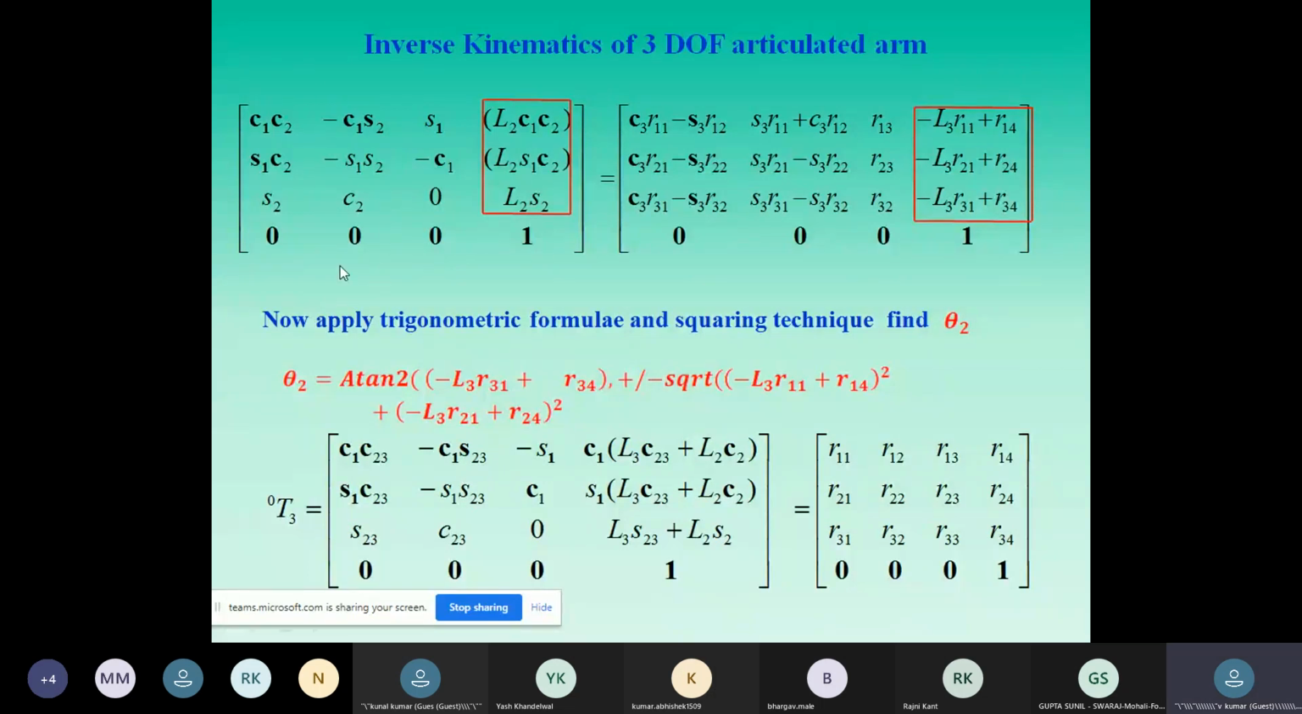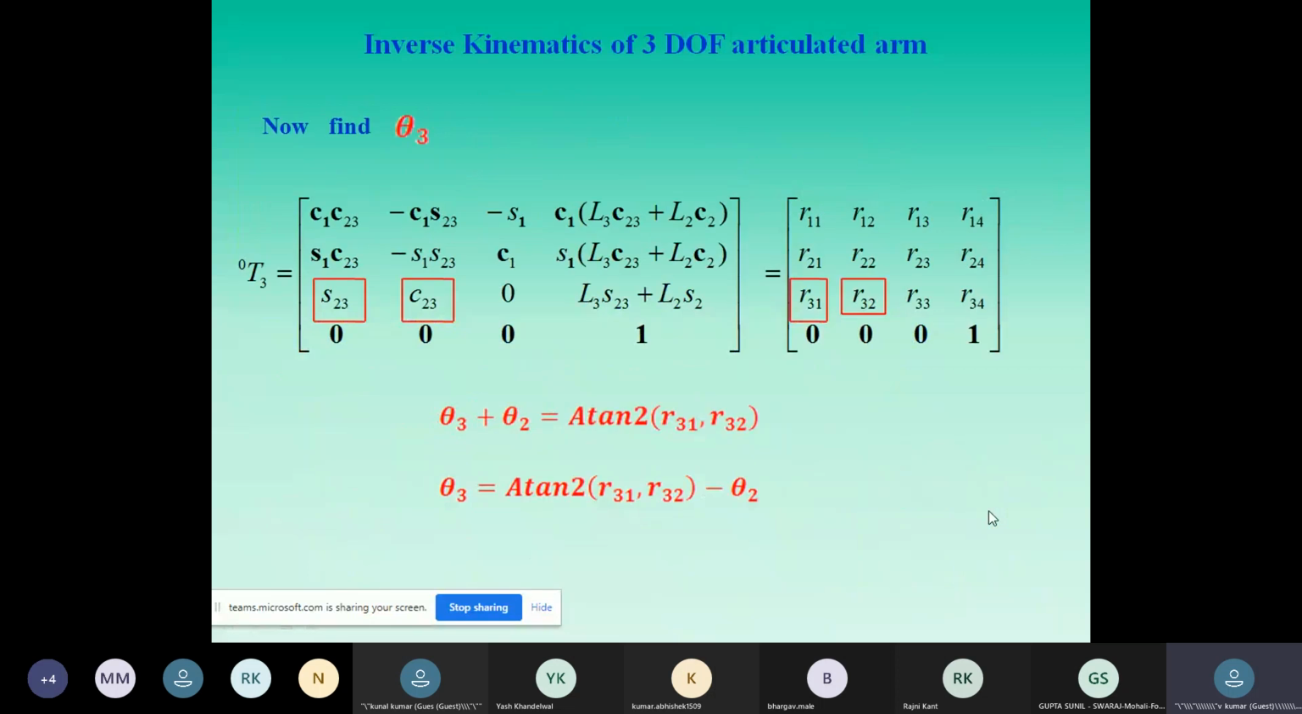Similarly, we will get theta 2. We know theta 1. The only unknown now is theta 3. Again, we apply the same rules. Here there is one unknown, theta 3. So we apply again the transformation matrix equal to the given end effector position, rotation matrix and position vector. So we have to find only theta 3 now.